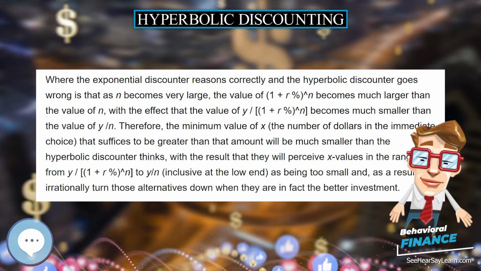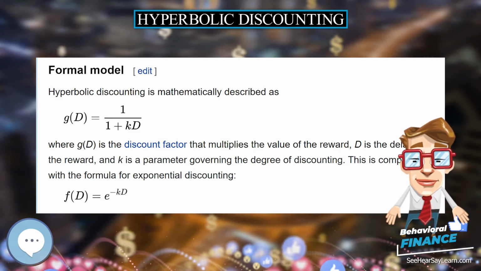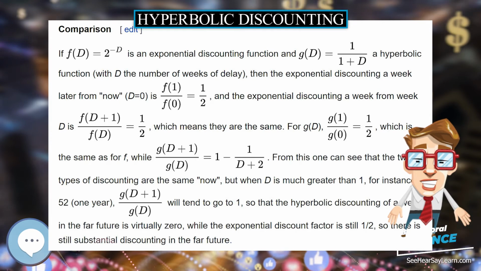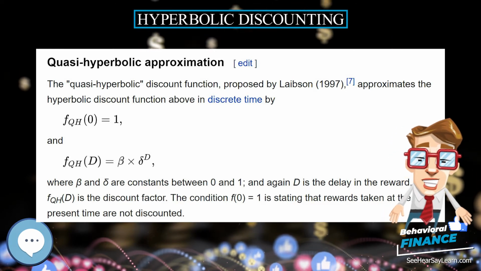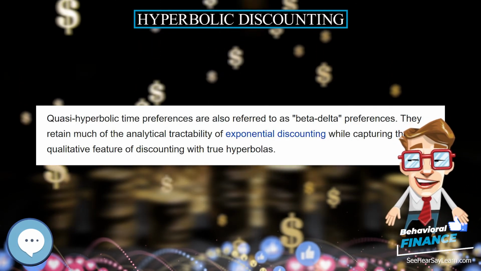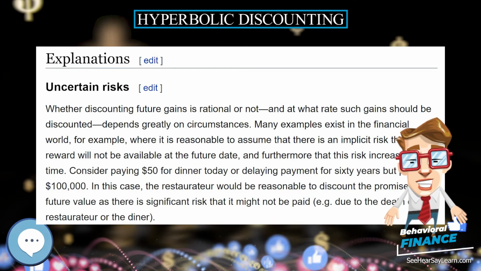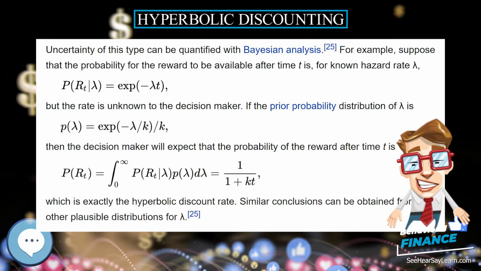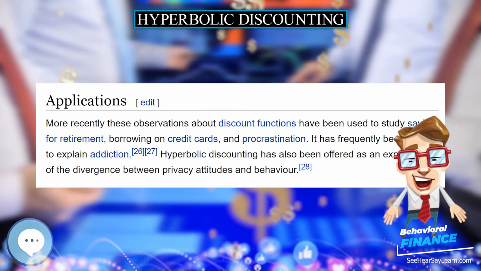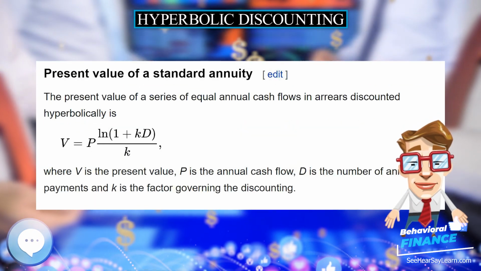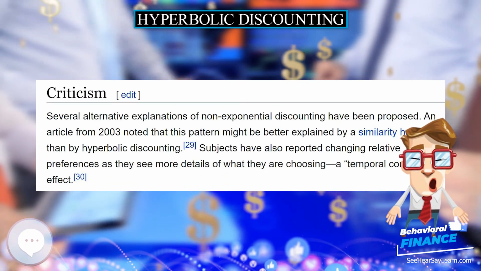Criticism. Several alternative explanations of non-exponential discounting have been proposed. An article from 2003 noted that this pattern might be better explained by a similarity heuristic than by hyperbolic discounting. Subjects have also reported changing relative preferences as they see more details of what they are choosing, a temporal construal effect. A study by Daniel Read introduces sub-additive discounting, the fact that discounting over a delay increases if the delay is divided into smaller intervals. This hypothesis may explain the main finding of many studies in support of hyperbolic discounting, the observation that impatience declines with time, while also accounting for observations not predicted by hyperbolic discounting.